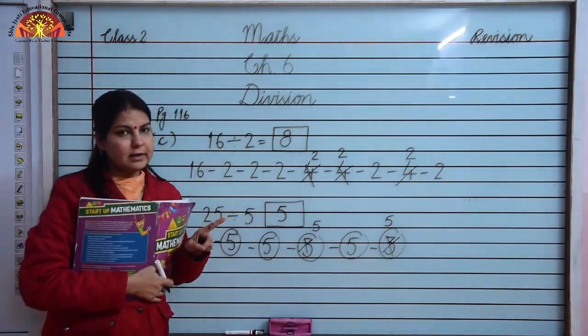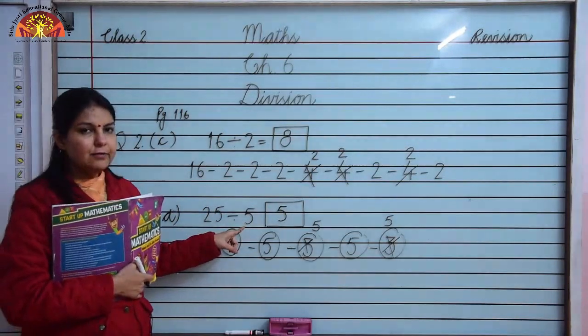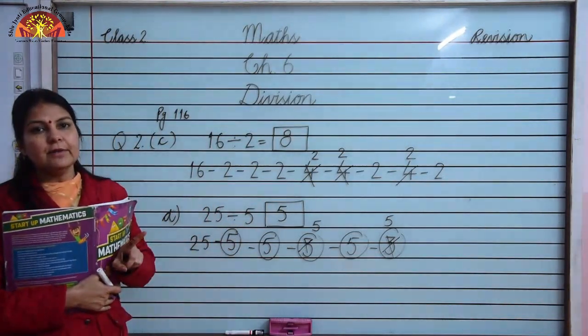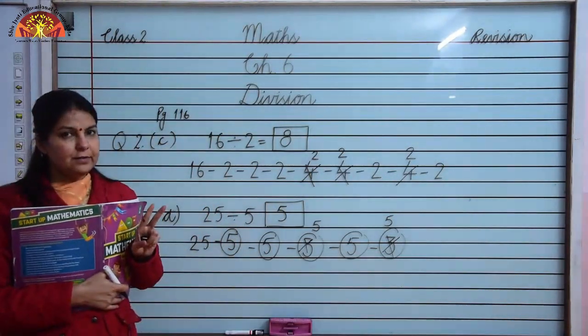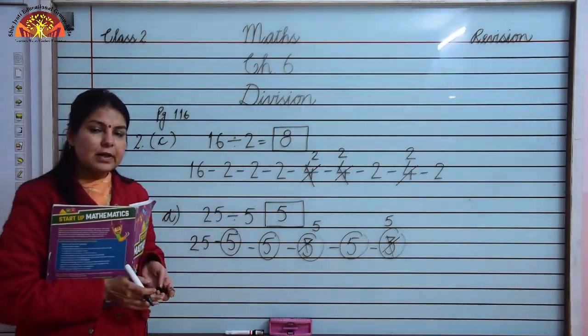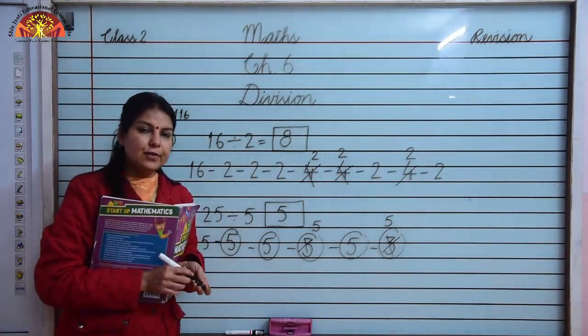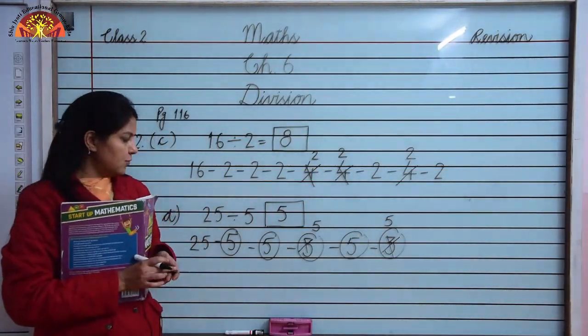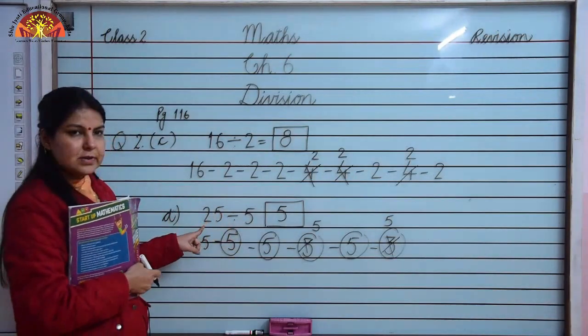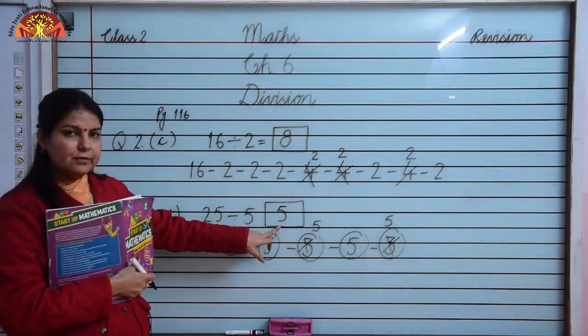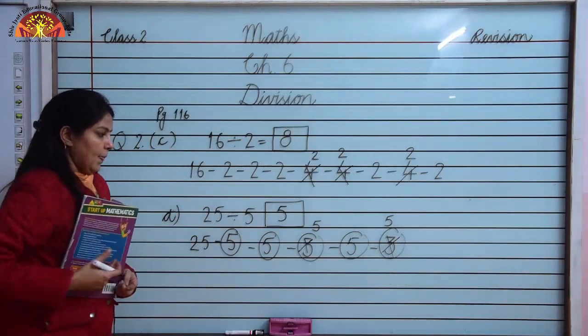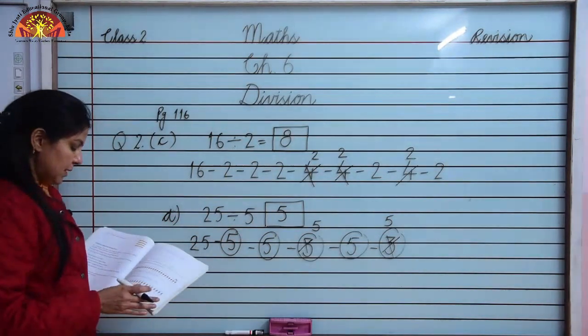Now children, you can speak the table of 5. You will get 25 in the table of 5 times. 5 ones are 5, 5 twos are 10, 5 threes are 15, 5 fours are 20 and 5 fives are 25. Here we have written 5. So this is the repeated subtraction.